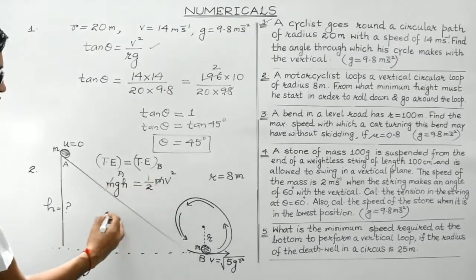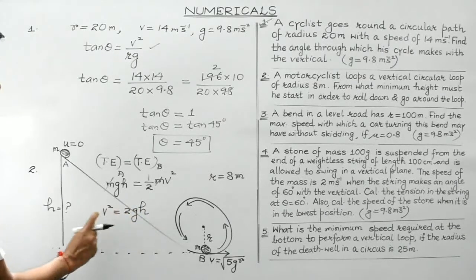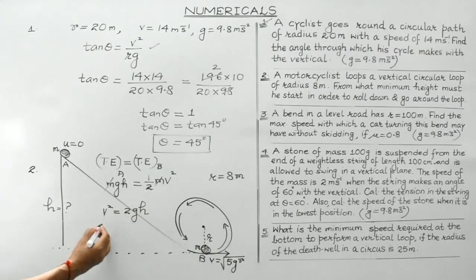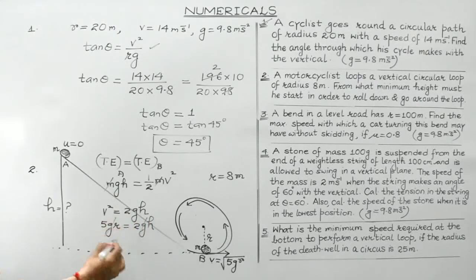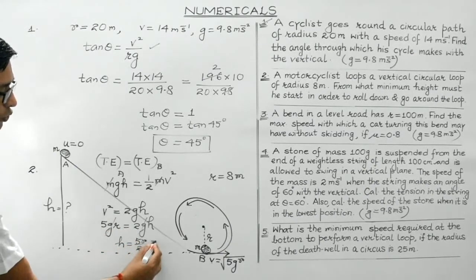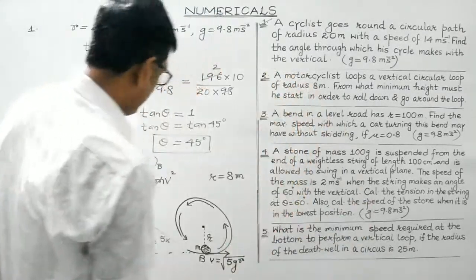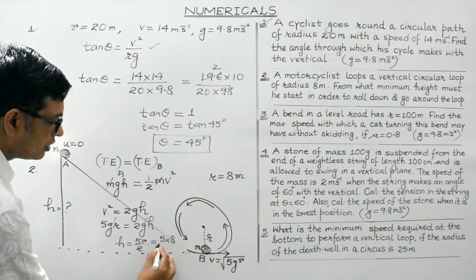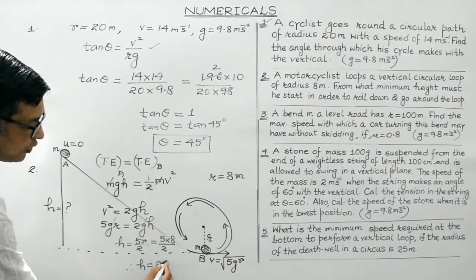m gets cancelled. So what do you get? v square is equal to 2gh. Now substitute this value of v over here: root 5gr to the power 2. The square root gets cancelled. So you get 5gr is equal to twice gh. g and g get cancelled. So h is equal to 5r divided by 2. So 5 into the radius of the circular loop, which is given to be 8 meter, divided by 2. Therefore, h is equal to 20 meter.